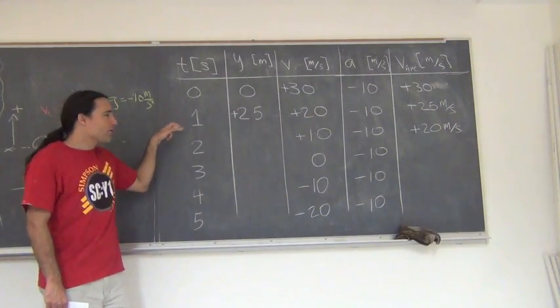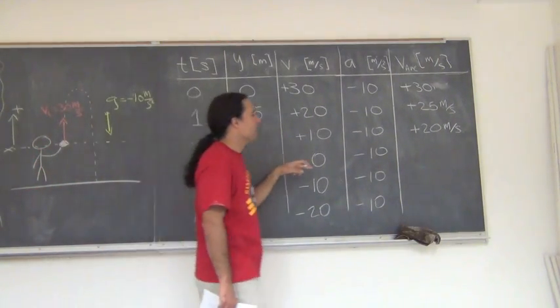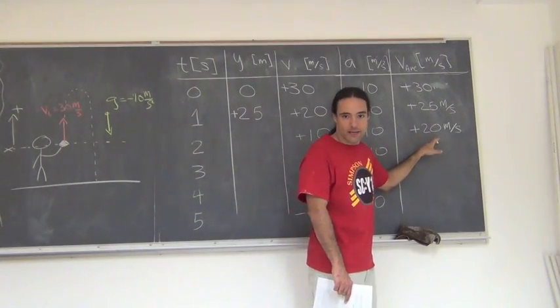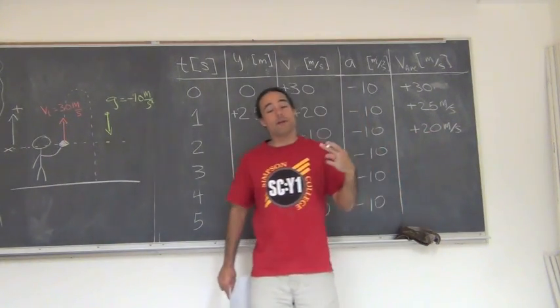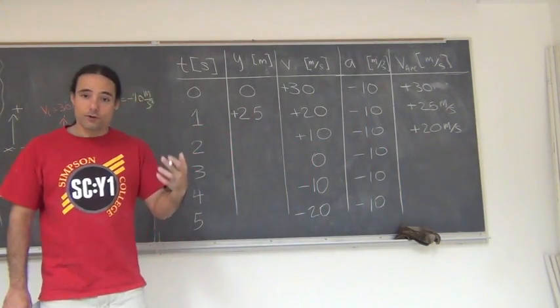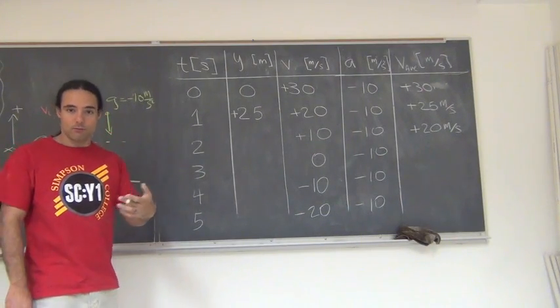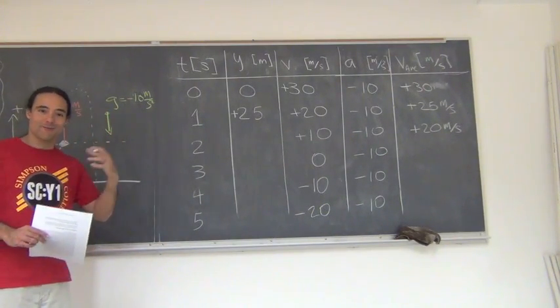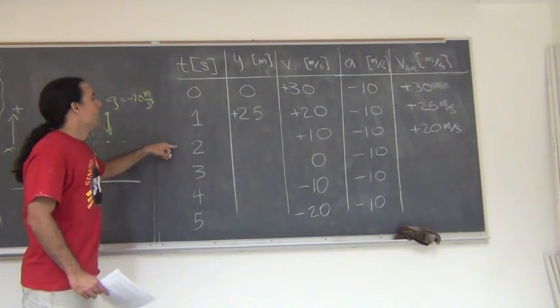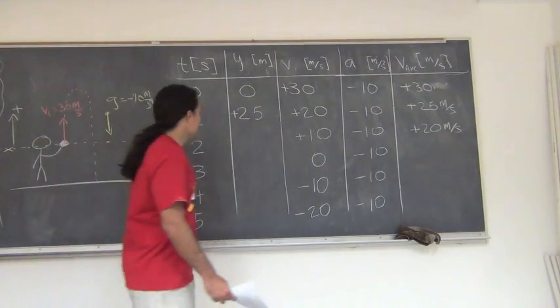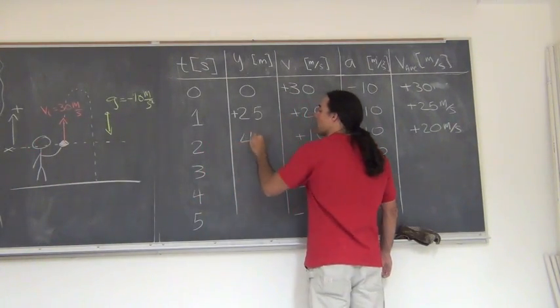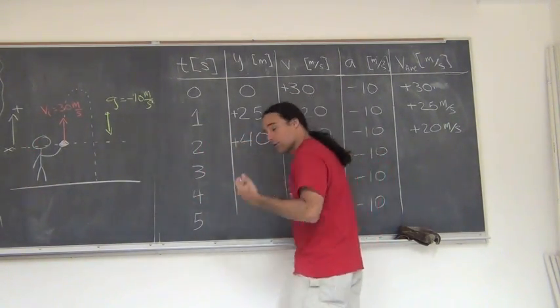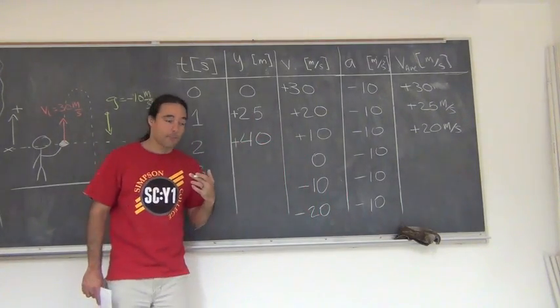Well, between 0 and 2 seconds, our average speed was 20 meters per second. So I've gone 20 meters per second for 2 seconds. How far have I gone? Well, I've gone an average of 20 meters per second for 2 seconds, which would mean I've gone 40 meters. So now you're at a height of 40 meters.